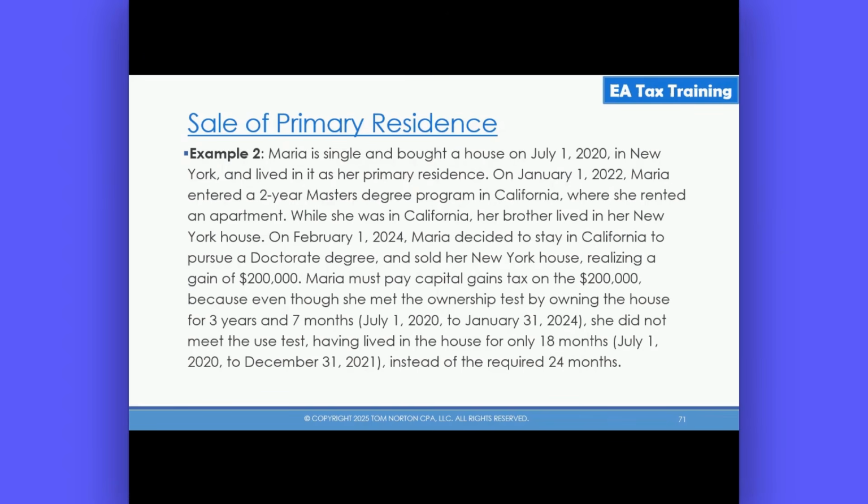Maria has to pay capital gains tax on the $200,000 because even though she did meet the ownership test by owning the house for 3 years and 7 months, she did not meet the use test because she only lived in it for 18 months, from July 1st of 2020 to December 31st of 2021, instead of the required 24 months. So we will revisit Maria shortly, but in this example, she cannot exclude any of the gain, and she will pay long-term capital gains tax on that $200,000.